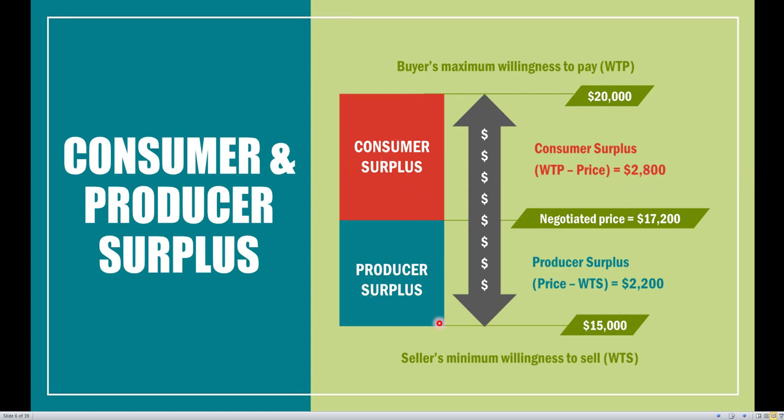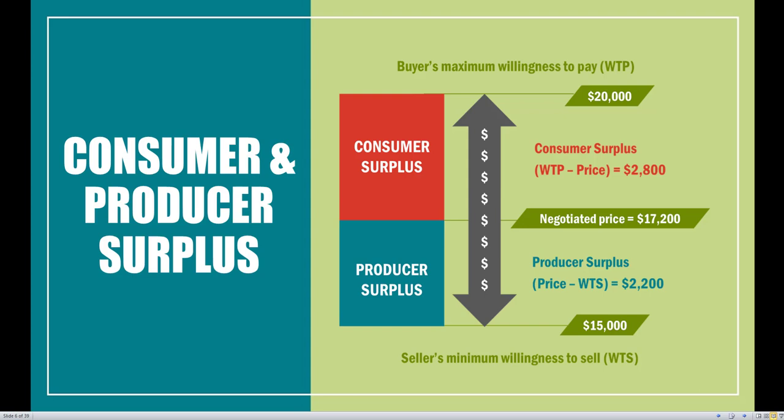On the producer side, they have an analogous methodology. They have a minimum willingness to sell. This is the lowest price they'd be willing to let the car go for, this $15,000. But remember, they sell the car for $17,200. So the difference, $17,200 minus $15,000, gives a producer surplus of $2,200. Once again, this is going to be the efficiency or welfare on the supply side. Once again, consumer surplus and producer surplus do not have to be equal to one another. It just gives us a specific value of how much efficiency and welfare are on each side of the market.